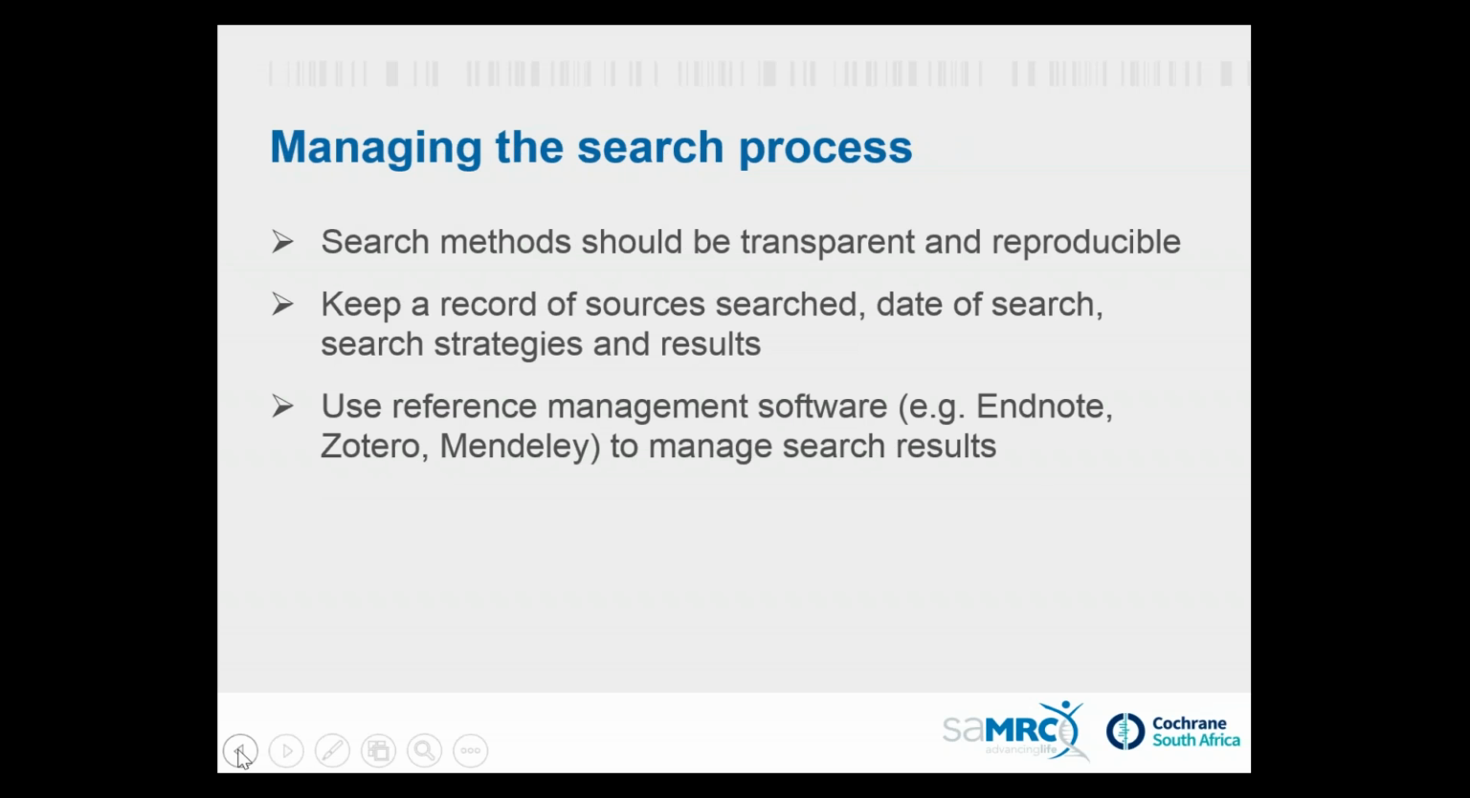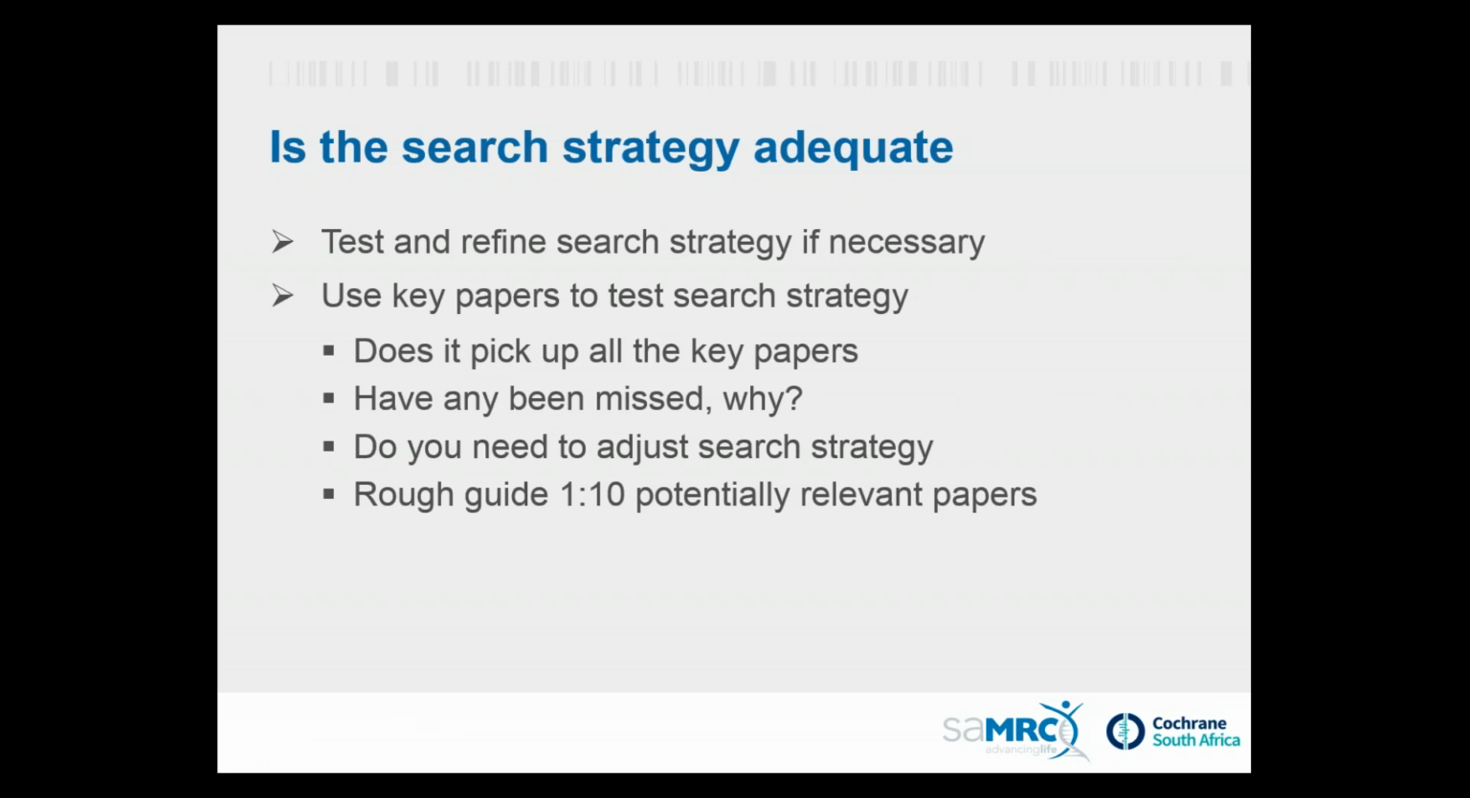So the rough guide of 10 potentially relevant papers, what I'm trying to say is, when you do your search and retrieve your results, out of the first 100 articles that have been retrieved, you should potentially find 10 papers that are relevant to your study. But once again, that will be dependent on your topic.